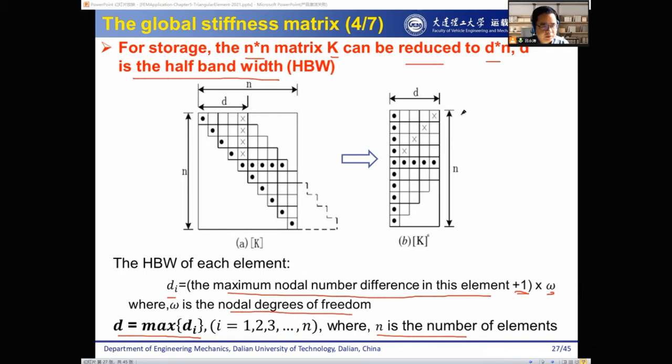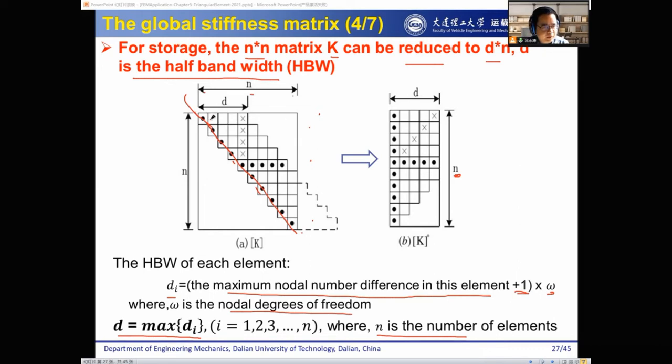So we keep the number of rows the same. We still have n rows, but the columns are reduced. The first column of the reduced matrix is the diagonal component of the original matrix. Because it is a symmetric matrix, we only need to store the information in the upper triangular part, and that will be enough.